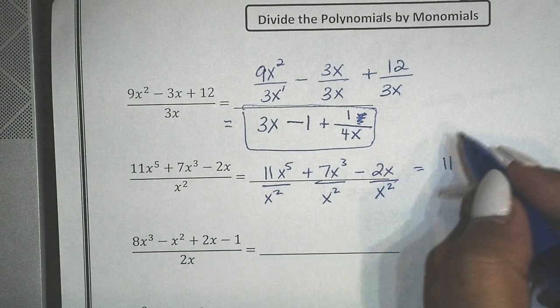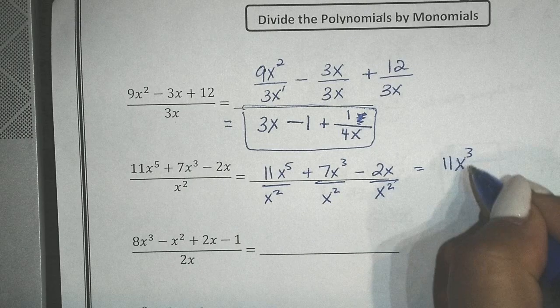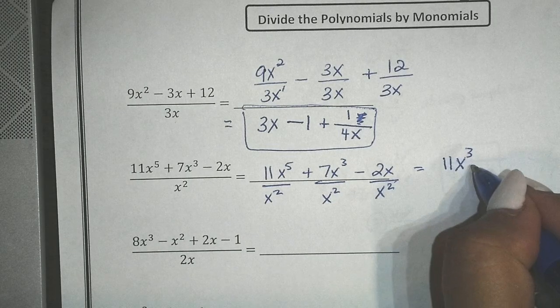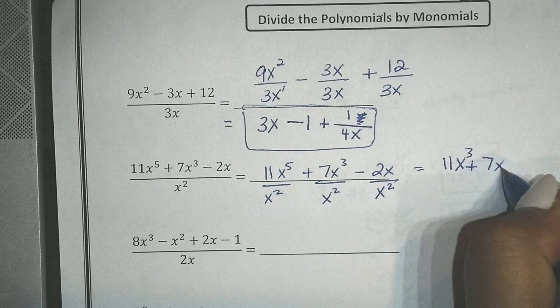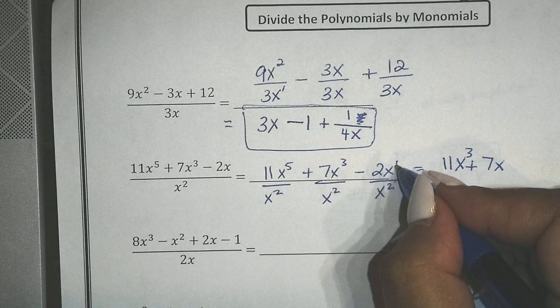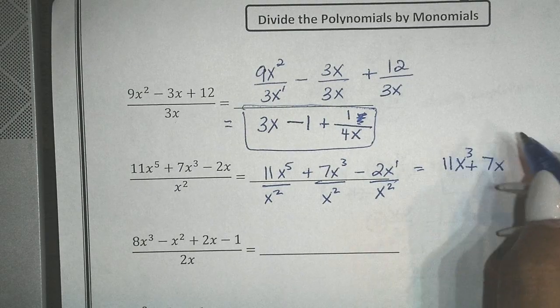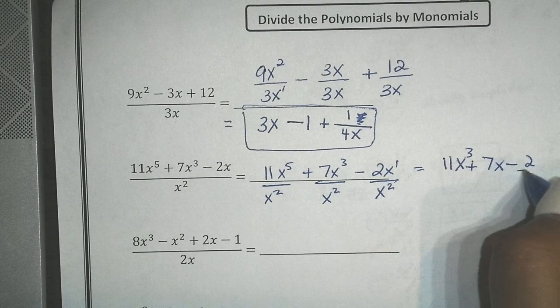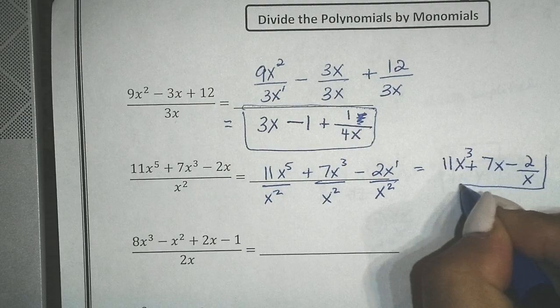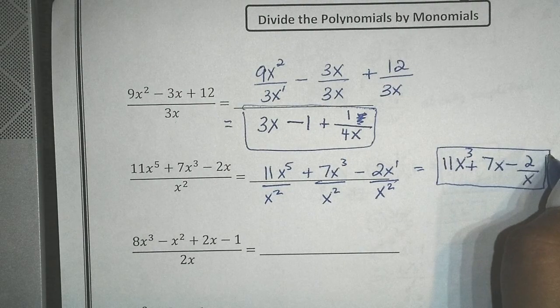Five minus 2 is 3. 3 minus 2 is 1. And 1 minus 2 is a negative 1, meaning that the x is on the bottom. So minus 2 divided by x. And that is my answer.